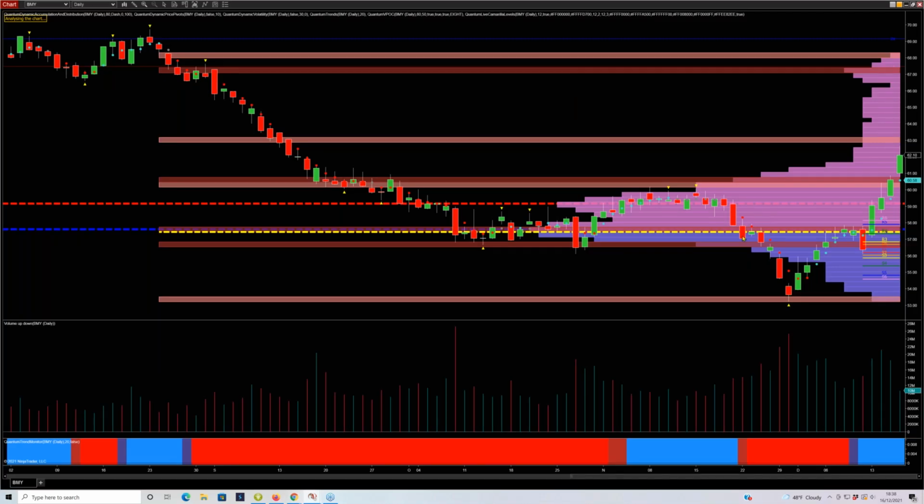So to get back to Bristol Myers, if you remember, this was the stopping volume that came in. We wrote about it, and you can catch up on the analysis on the chart. It did exactly what we thought it would do. Then we had the volume point of control here, and also these very strong levels, which acted as support and then acted as resistance. It paused, but volume was still going in.